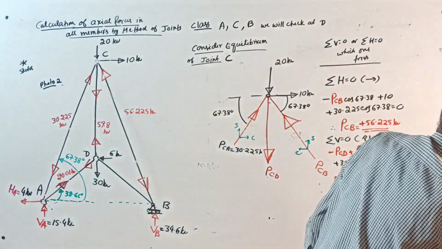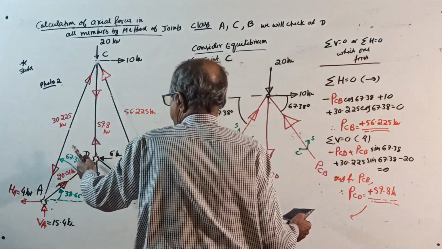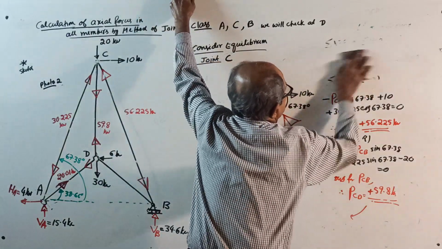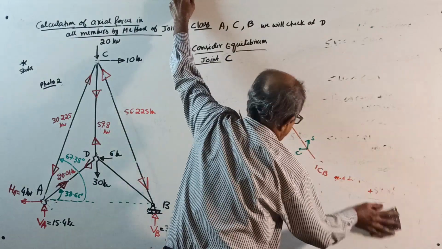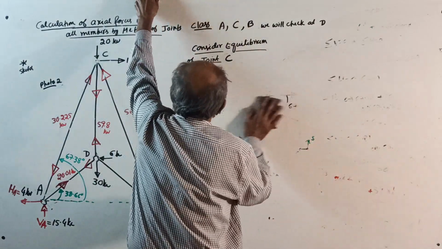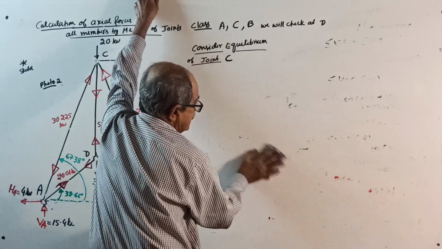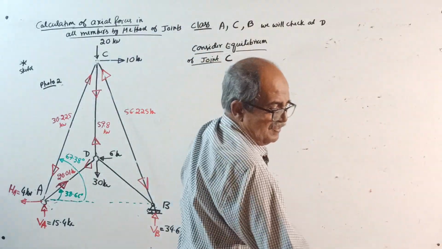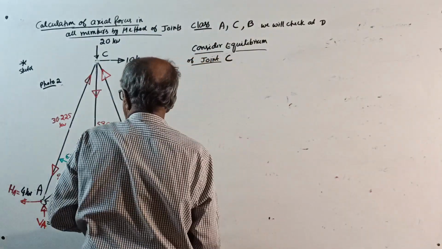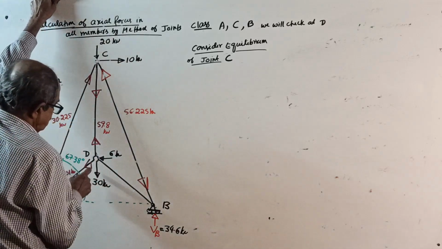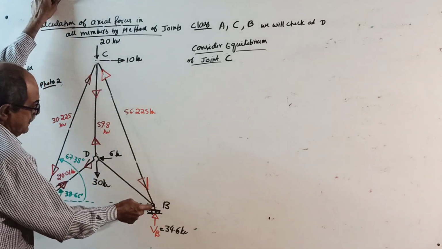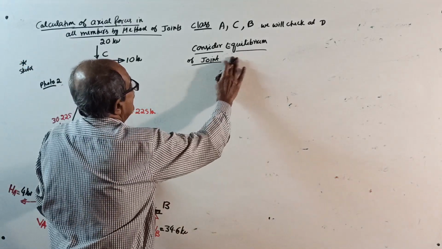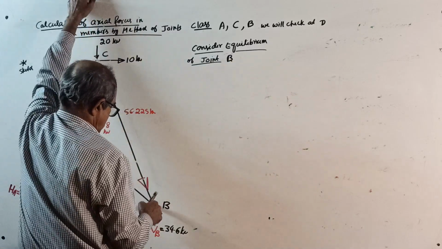Now make a note. Only one member is left out. Which one? This member BD. I think the solution is correct. Suppose some calculation problem is there, I will record once again. Now you can go to either D or B. I think B is better. Consider equilibrium of joint B. Easy joint. So, okay, start.